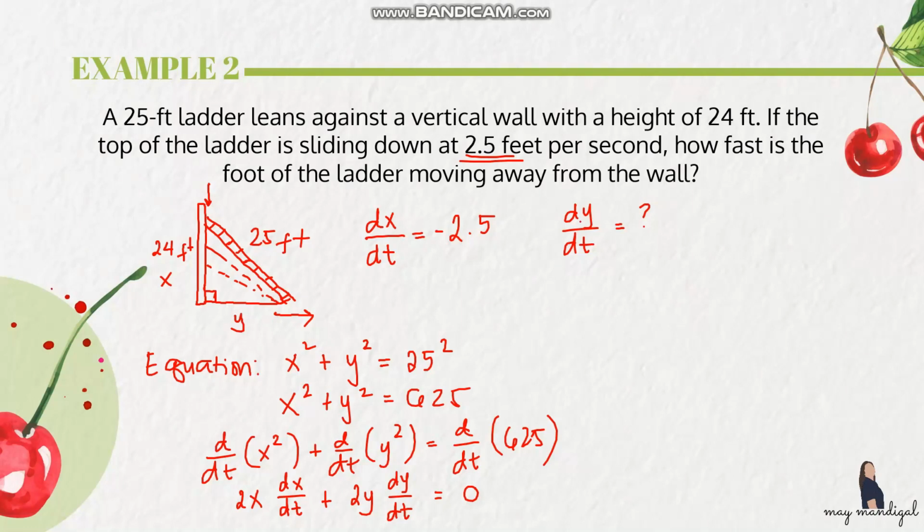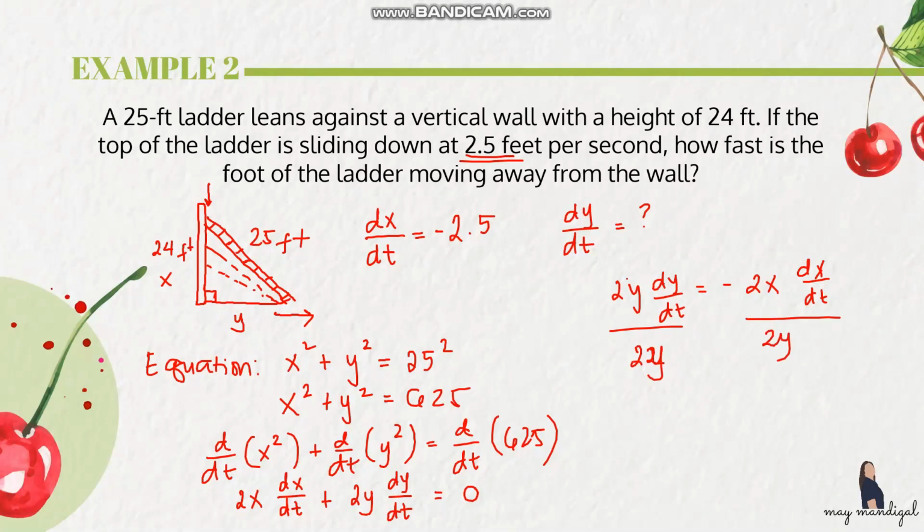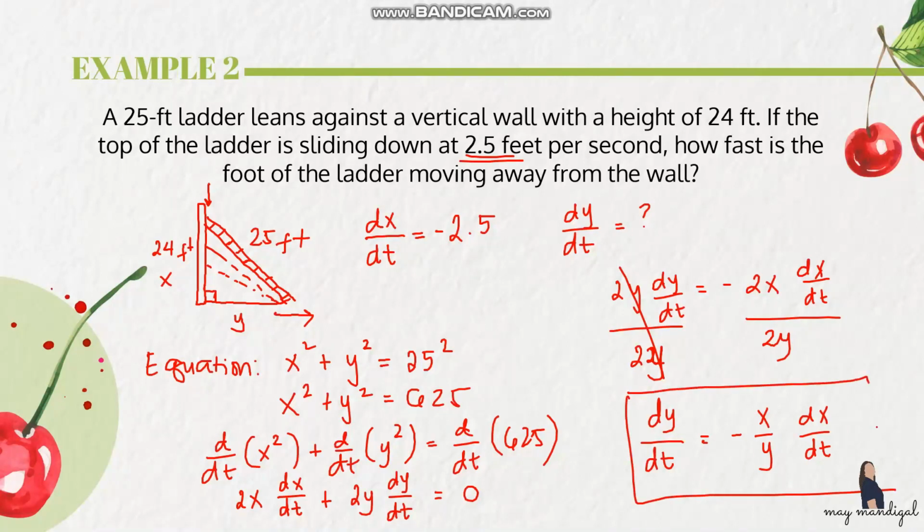Again, what we want to identify is the dy over dt. That means we have to isolate the term with the dy over dt on one side. So we will be moving this one. So we have 2y dy over dt equals negative 2x dx over dt. Since we want the dy over dt, let's just divide both sides by 2y. Cancelled. So you have now dy over dt equals negative x over y, times dx over dt. So this is now the equation that we will be working on.